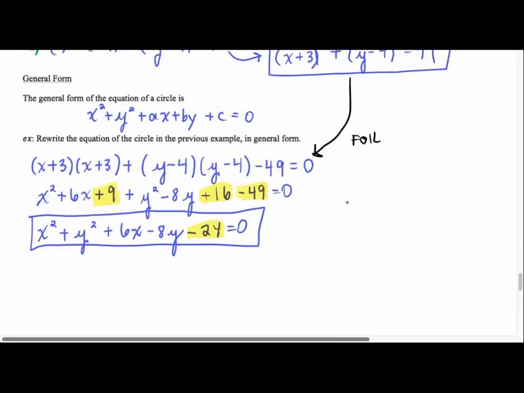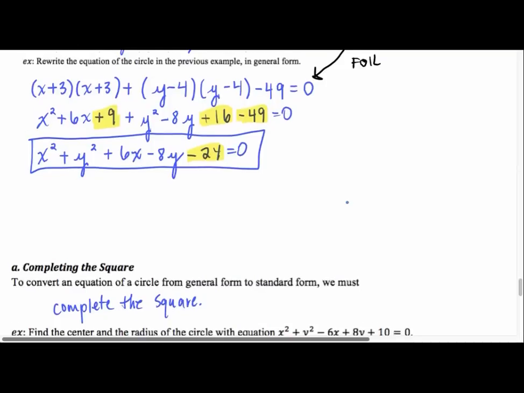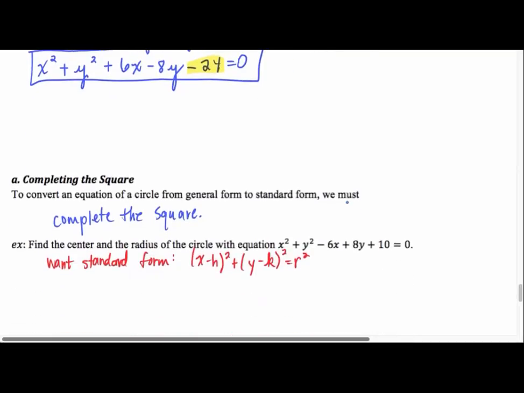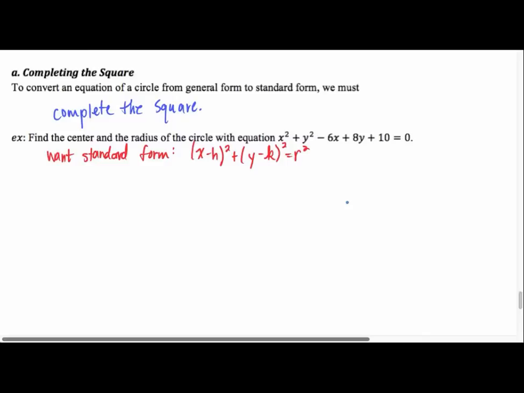Okay, now let's go backwards. That's the slightly harder thing to do. Because to go backwards and convert it from general form to standard form, you have to complete the square. Okay, it's not too bad. We'll do a couple of examples here. Well, actually, I'll do 3 total.